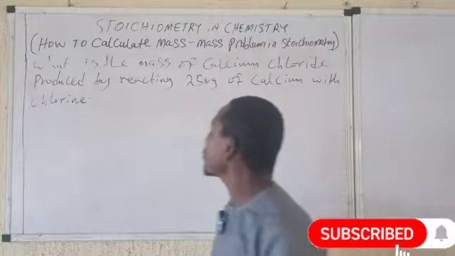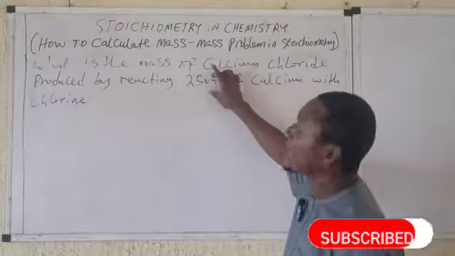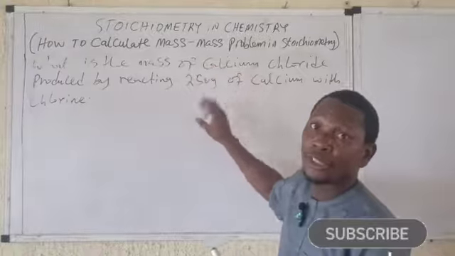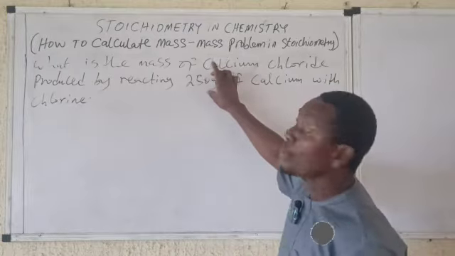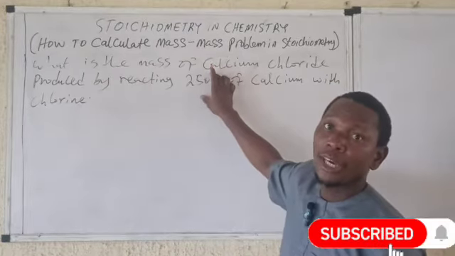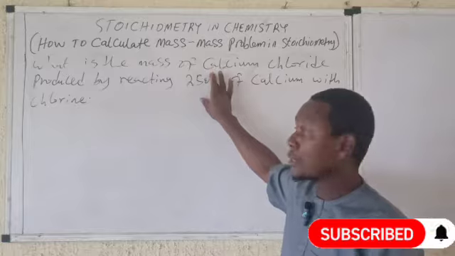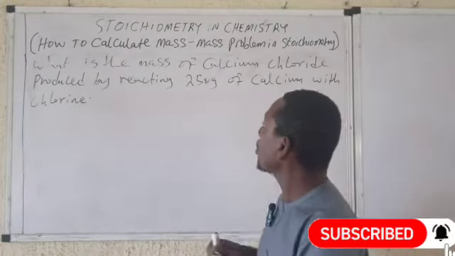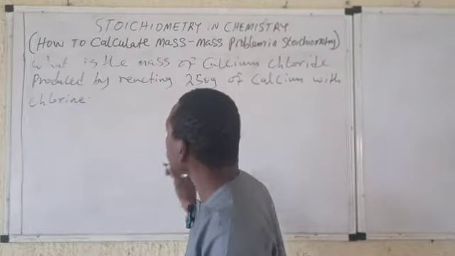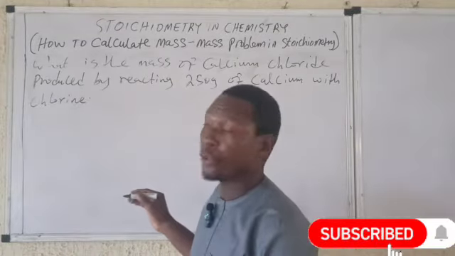Now, do you realize that in this equation, the amount of calcium that is going to be inputted is actually constant. So in this case, calcium is the limiting reactant, while chlorine is in excess. So we are not concerned about chlorine. But let's first of all write out the chemical equation for this chemical reaction.